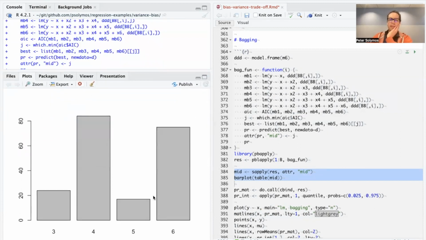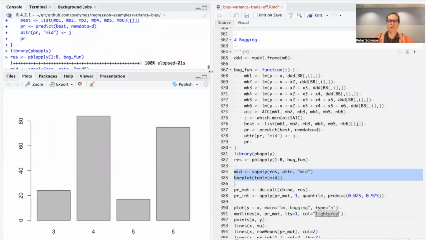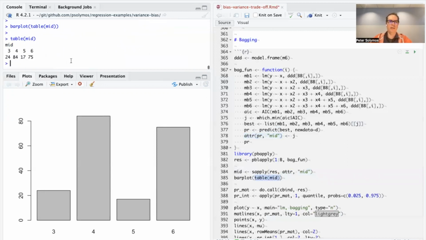So this is the frequency of the best models. Model 4 was most often picked, out of 200. Here I'm pulling out this attribute that I saved, which model was the best. I can summarize that, and number 4 got picked 84 times.